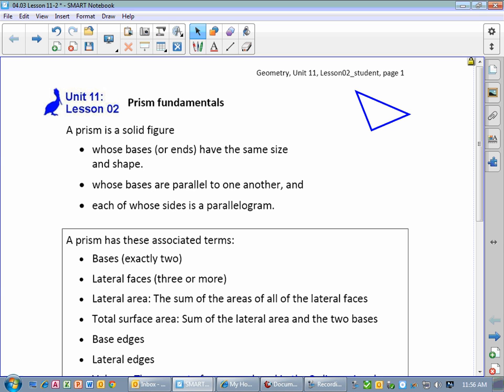You've used them for a long time. This is an example of a prism, right? The closest one I have to me, rectangular prism. But we have a formal definition for a prism here. It's a solid figure, so three dimensions, whose bases have the same size and shape.